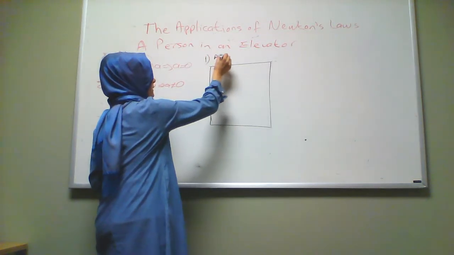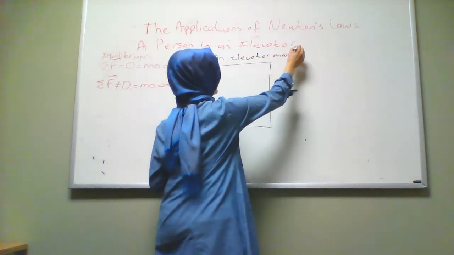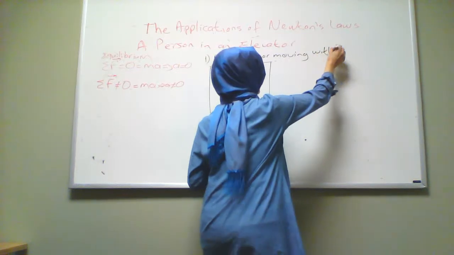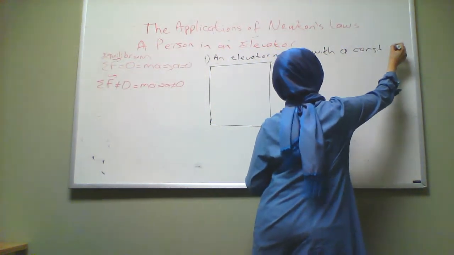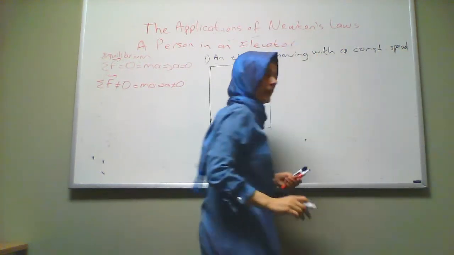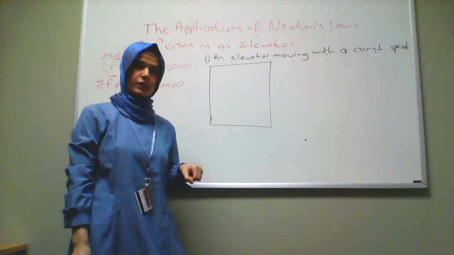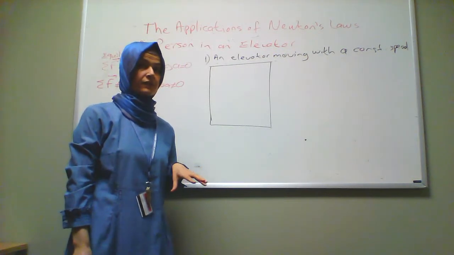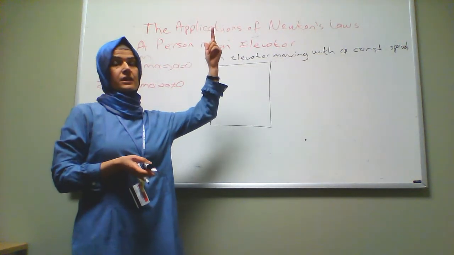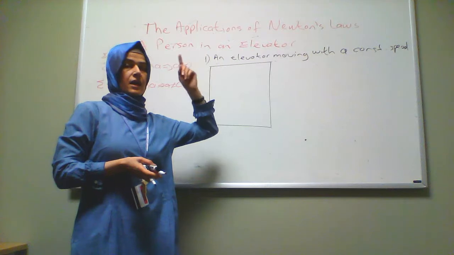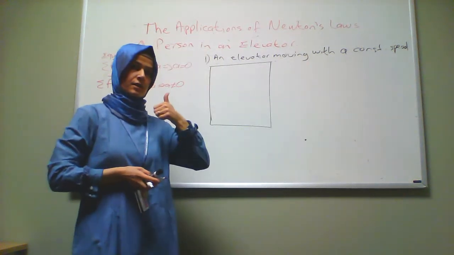So for a person in an elevator, let's look at the first situation: an elevator moving with a constant speed. Let's say we're going up again. At the beginning, we feel a force pushing downward for a short time, and then we feel okay. The elevator is going up at constant speed. There's no acceleration, until it starts slowing down with an acceleration, and then we will feel the force pushing us up.